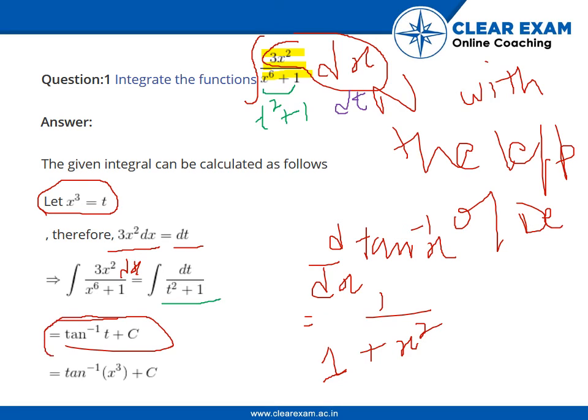But before writing the final answer, we should take care about the final variables. Here we have the answer in the variable t, but the variable that we were given in the question is x. So we have to back substitute the value of t in terms of x. So t was x cube, and we simplify the expression and get tan inverse x cube plus c, where c is an arbitrary constant.